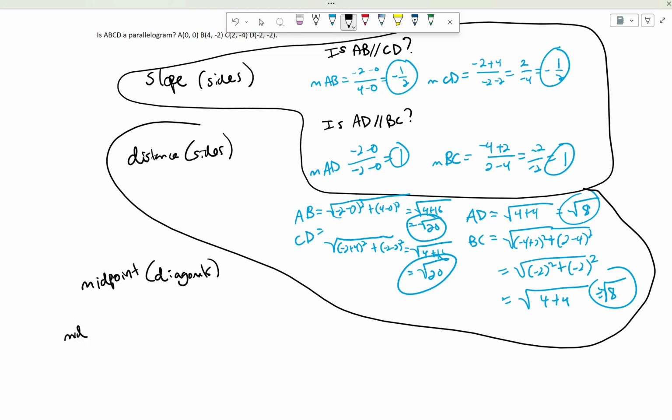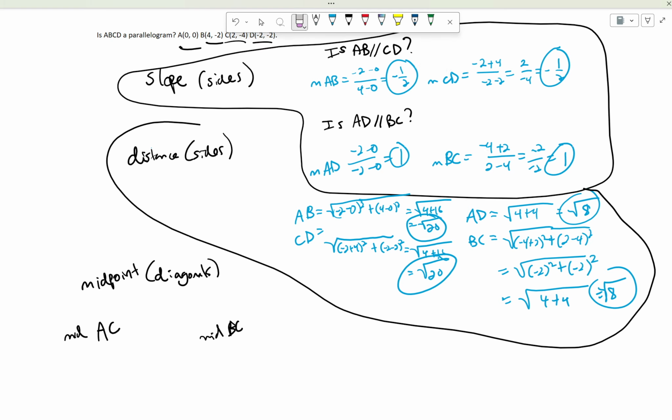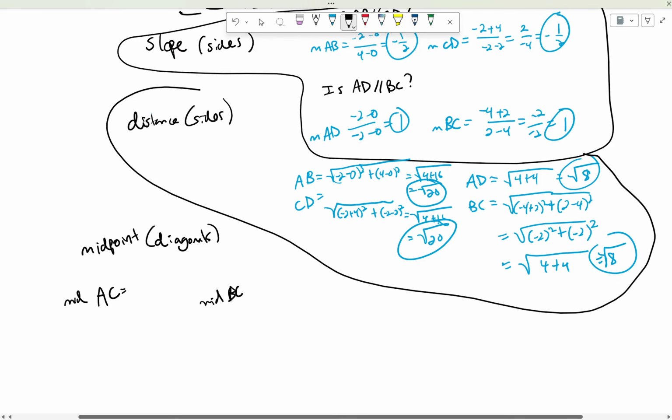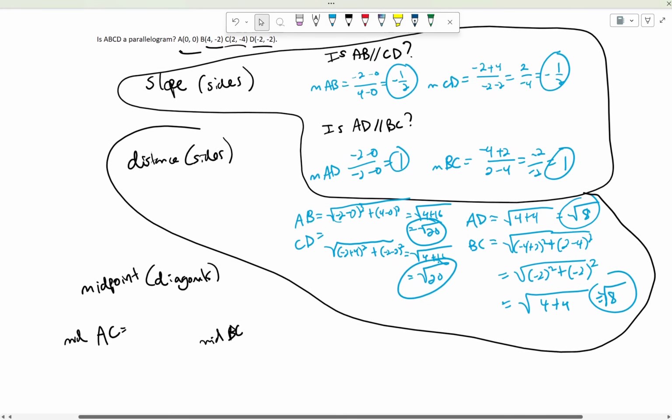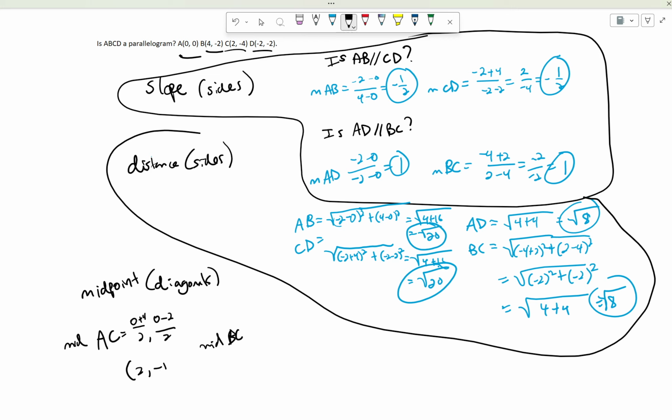Let's take the midpoint of AC, first and third. And then we're going to take the midpoint of BC, second and fourth. Skip a letter. I only need to do 2 calculations. Which is this. AC, it's 0 plus 4 over 2, and then 0 minus 2 over 2, which is going to be 4 over 2, which is 2, comma, -2 over 2, which is -1.